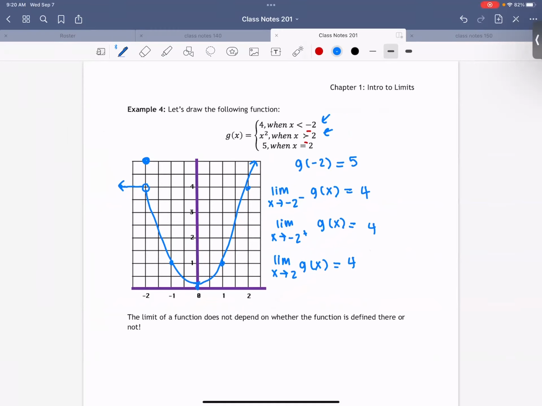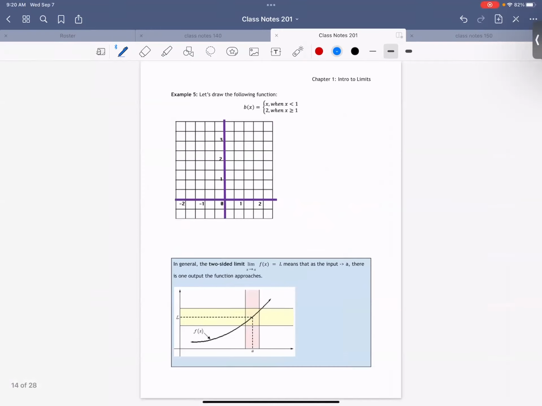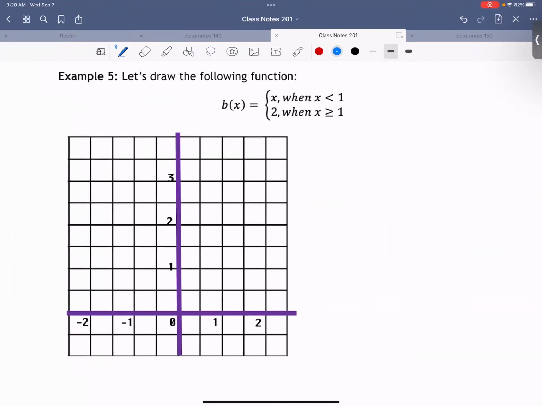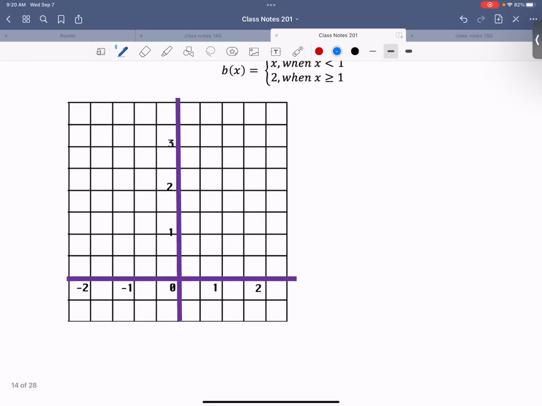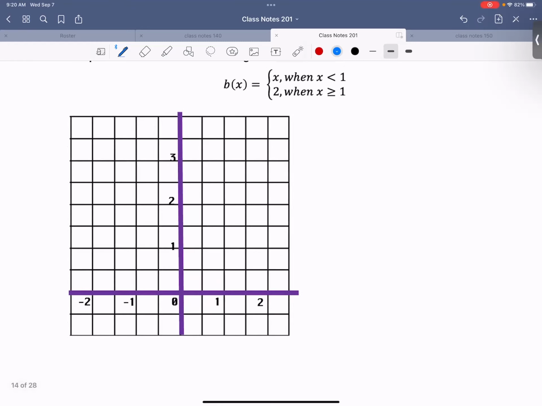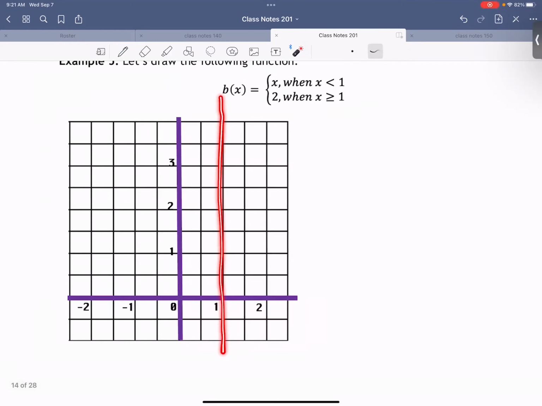All right. Okay, we have another example here. Example number 5. Let's draw this function. We have b of x is x when x is less than 1, and it's 2 when x is bigger than or equal to 1. Okay, so let's focus on the point 1 here. We know that the graph is kind of split. So everything before 1, the graph does something. Everything after 1, the graph does something else.